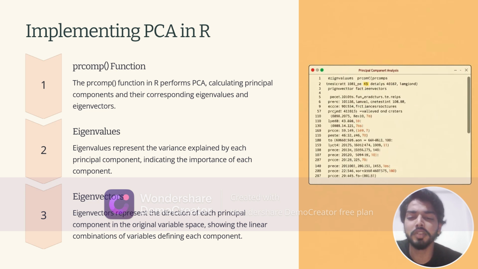Eigenvalues. Eigenvalues represent the variance explained by the principal components. So eigenvalues basically represent the variance that is given by the principal component, indicating the importance of each component.